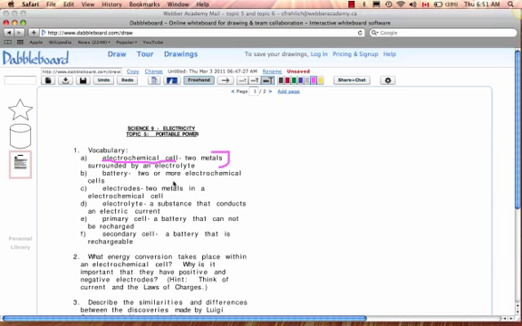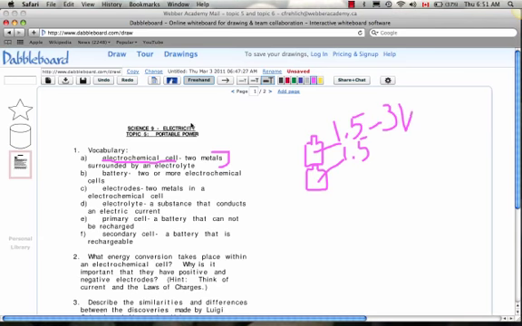And don't forget, we can hook up batteries in series like this, which means then that we would add the voltages together. So if this was 1.5 and this one was 1.5, then the total would be 3 volts.